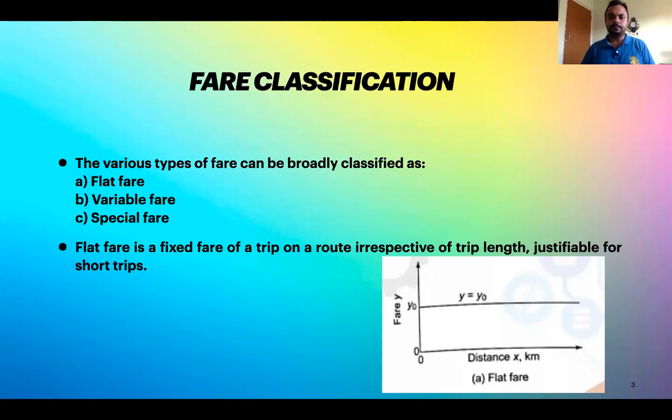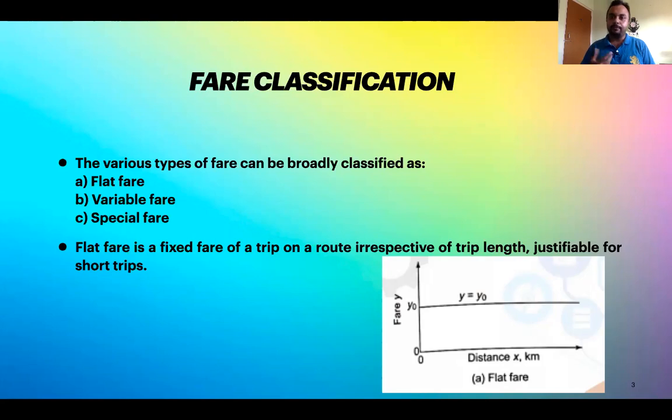Now, for example, during last December, January, I was in Vietnam. At Ho Chi Minh, when I was traveling by city bus, I found that there was a flat fare of 6,000 Vietnamese dong. 6,000 Vietnamese dong is approximately equal to 18 rupees of Indian currency. So from any place where I wanted to move, in certain routes, I had to pay only 6,000 Vietnamese dong. That is 18 Indian rupees.